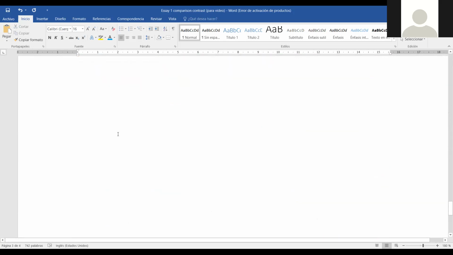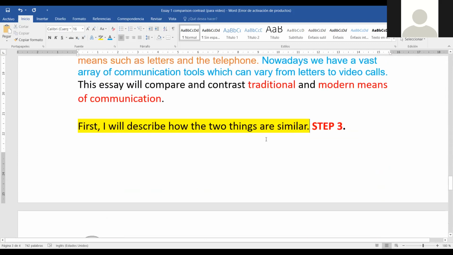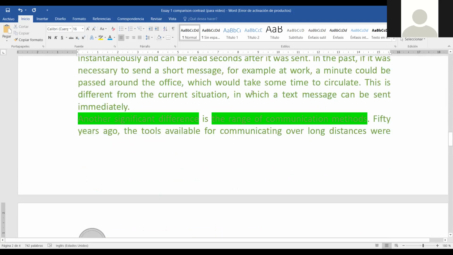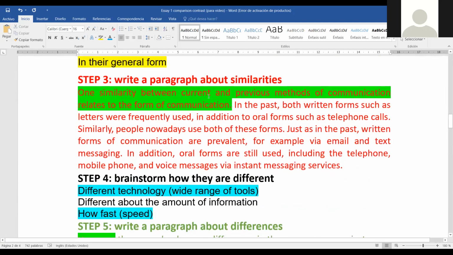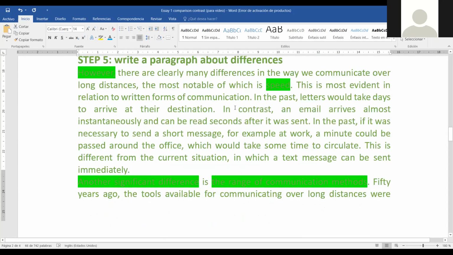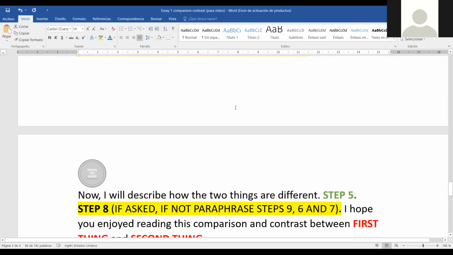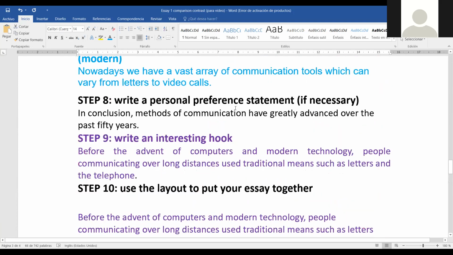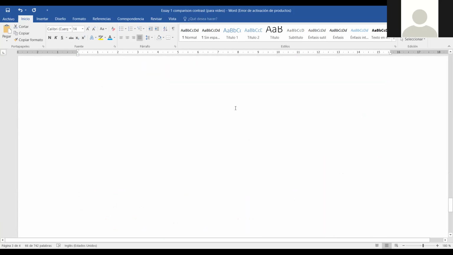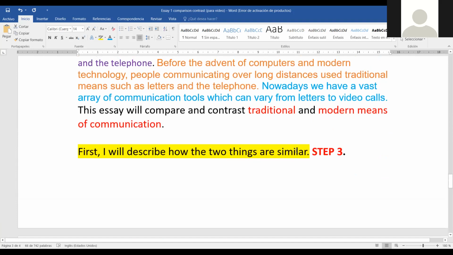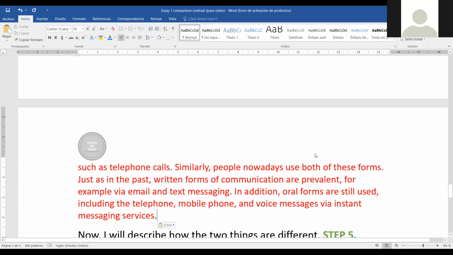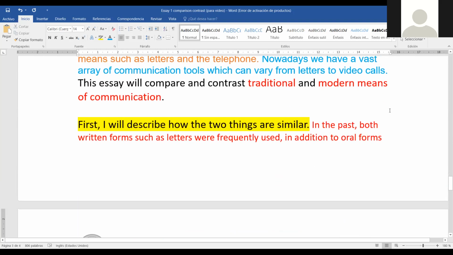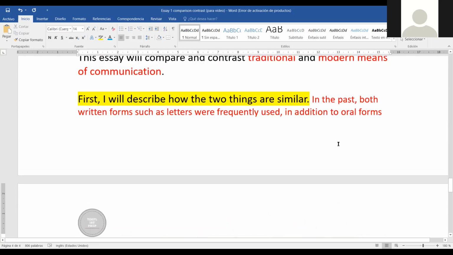So as I have already included it, I do not have to copy, but you can also copy. For example, let's get rid of this one. We can even copy from this part if you want. That's step 3. Where is it? Here. Step 3. First, I will describe how the two things are different. Let's see if it fits there. In the past, both written forms such as letters were frequently used in addition to oral forms. You see, it fits there.